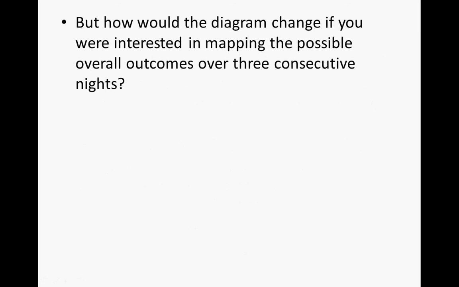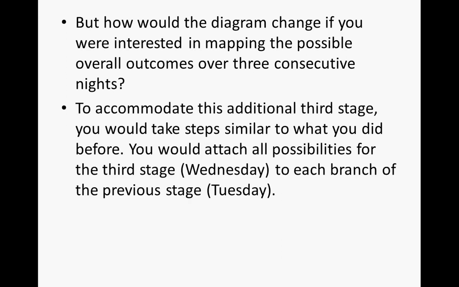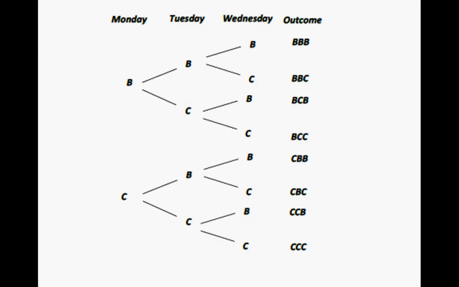But how would the diagram change if you're interested in mapping the possible overall outcomes over 3 consecutive nights? You would need to accommodate this additional 3rd stage. You would need to take steps similar to what you did before, and you would attach all possibilities for the 3rd stage, Wednesday, to each branch of the previous stage, which was Tuesday. And this is what it would look like.